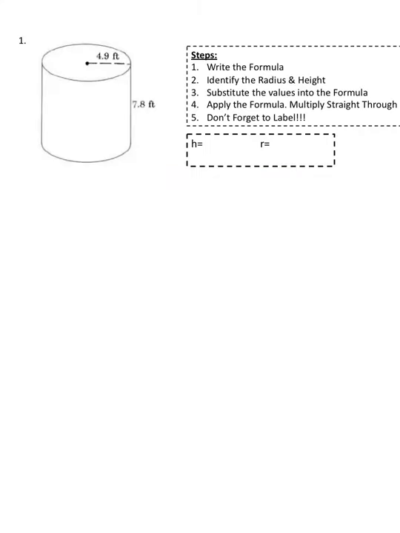So here's example 1. We're going to follow our 5 steps that we've been using over the last couple weeks to help us solve the volume of each 3D figure. Probably the most important thing we need to figure out first is what type of 3D figure we are dealing with. We have cones, cylinders, and spheres.